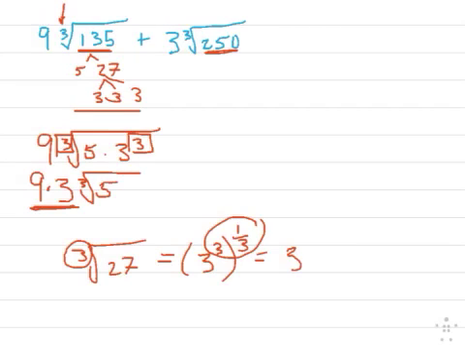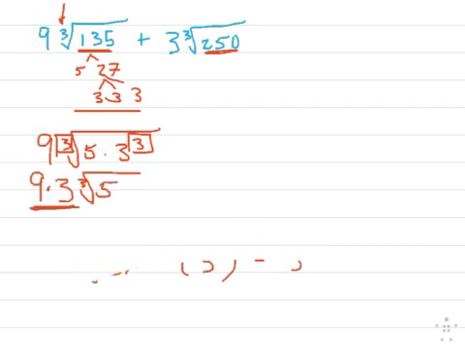And now I can take the 9 and the 3 and multiply them together. What's 9 times 3? 27. So I have 27 cube roots of 5. Now let's do the same thing with this one. A 5 comes out and 50 stays in.